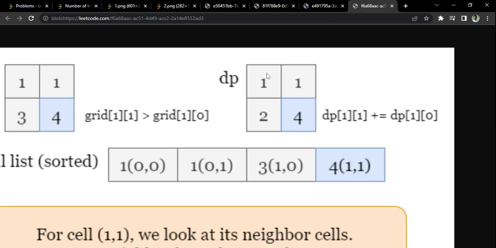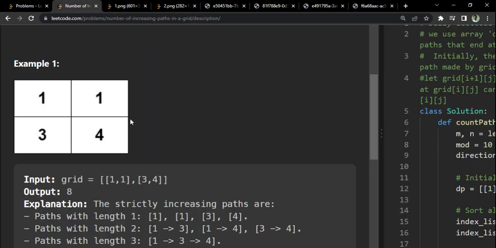This DP value will tell me, for example, that this one tells the number of paths that end at this element. So all of them will represent the ends of some paths. Finally, the answer will be the addition of all these elements. So the answer will be 4 plus 2, which is 6, plus 1, which is 7, plus 1, which is 8. So 8 is the final answer, and we can see here that 8 is the final answer. That's what we're trying to do here.